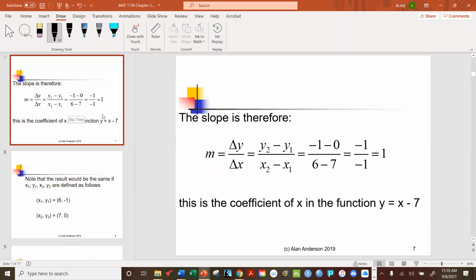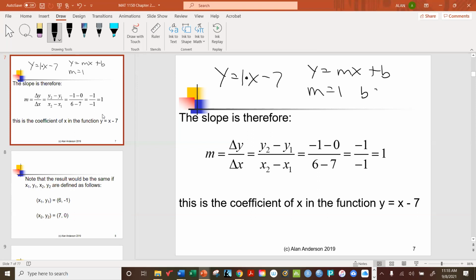And you can tell, I mean, remember the original function was y equals x minus 7. Don't forget, when you write out x like this, there's an implied coefficient of 1 here. So if y equals mx plus b, it must be the case that m is 1 and b is -7. Okay, so that's how you can immediately interpret what's going on with a linear function.